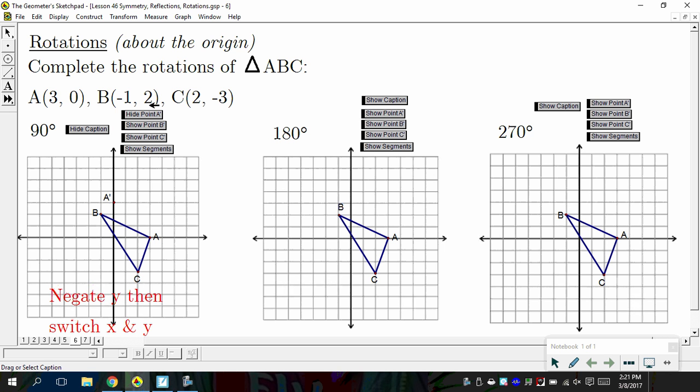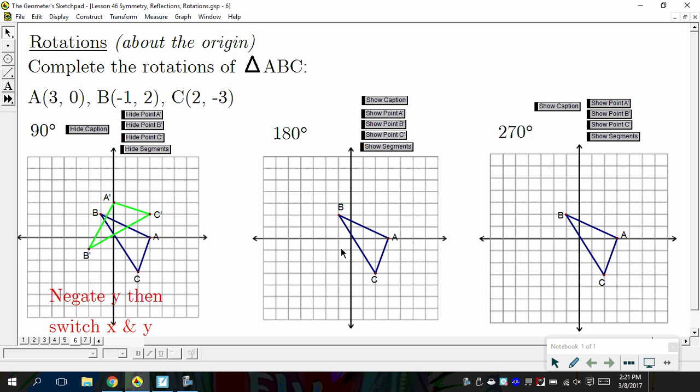For B, we can negate 2, the y-coordinate, and then switch these two to get -2, -1. Or you can just have your paper rotated like I said, and this B would end up from this quadrant into this quadrant, and you can copy down the coordinates. Last but not least, C, we negate the y value, make it +3, switch it to be 3, 2, and we get our coordinate.